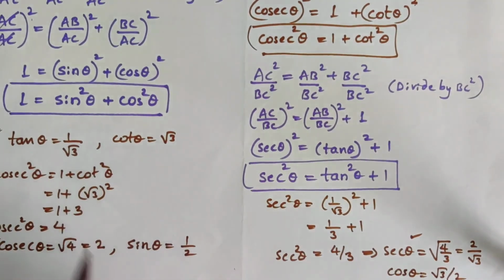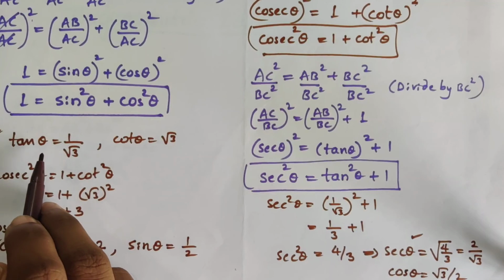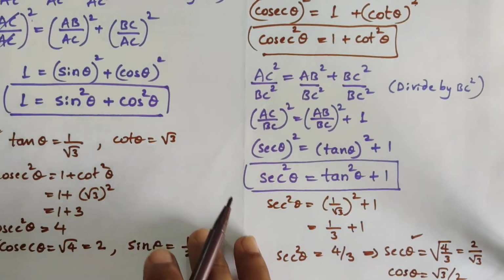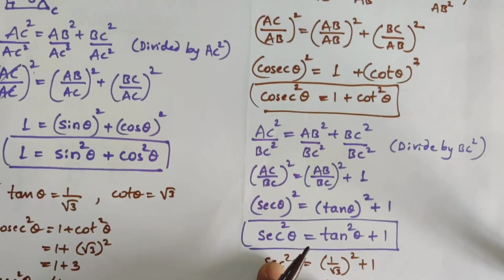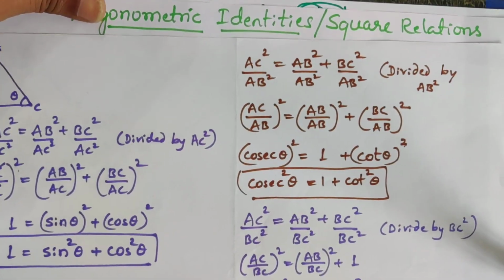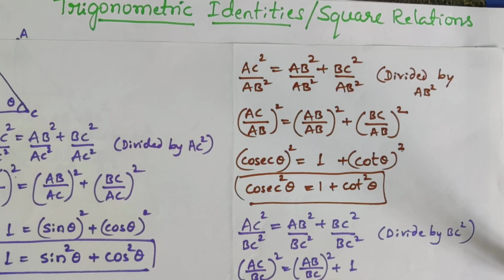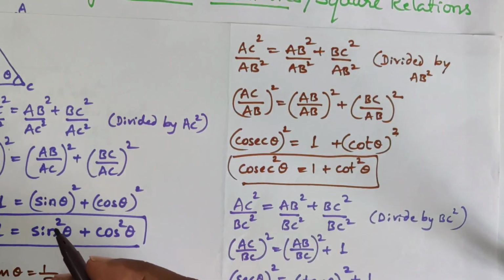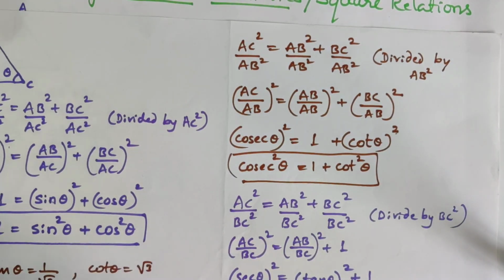So what did we do? With knowing one trigonometric ratio, we found the remaining 5 trigonometric ratios. So this is the use of trigonometric identities. So there are different relations. We used square relations, reciprocal relations, and quotient relations.